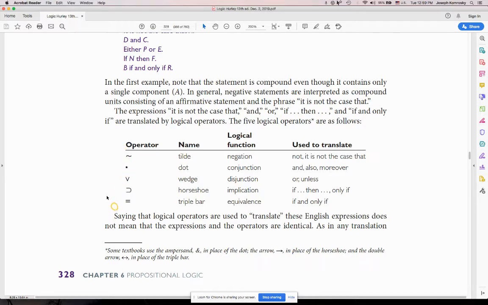Bottom line, five symbols: what they are called, what their function is inside of these compound statements, and what they are translating. Meaning, what kind of keyword, what kind of trigger words am I looking at to give it a certain symbol? So, for example, when I see "not," I don't give it a triple bar. I give it a tilde. When I see "or," I don't give it a dot. I give it a V. So you're looking at certain language in a sentence or compound statement. You're looking for certain trigger words, and then you know exactly what symbol to use. And then you know what function it has. So that's the bottom line of the chapter.